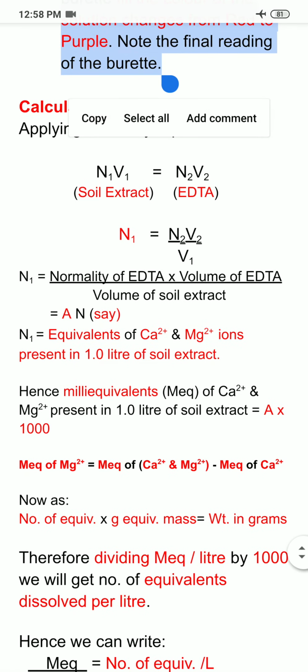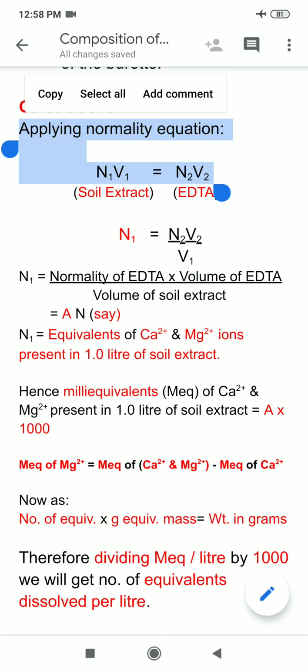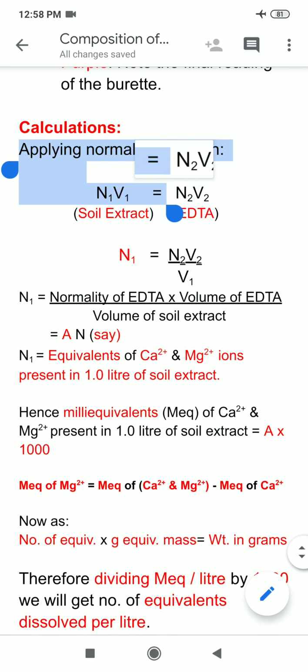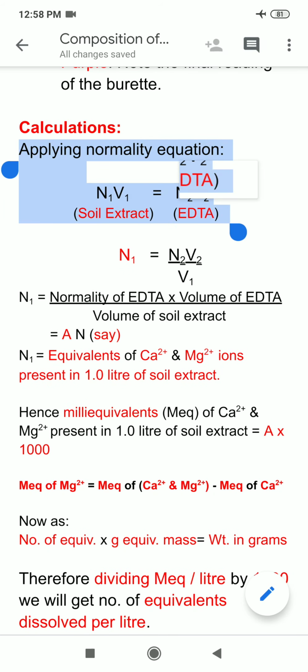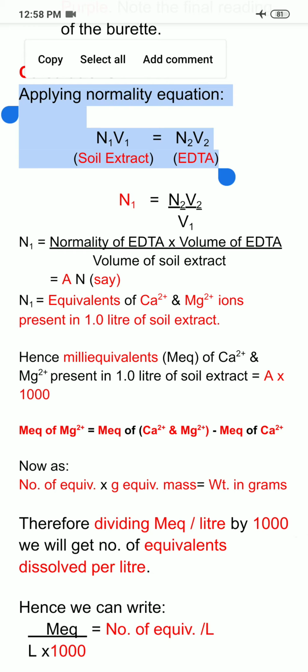calcium. Then calculations. In order to perform calculations, we need to apply the normality equation, that is N1V1 equals N2V2. On the left hand side I have taken soil extract and on the right hand side I have taken EDTA. As I know the normality of the EDTA solution because it is standard, we know the value of the normality of EDTA.